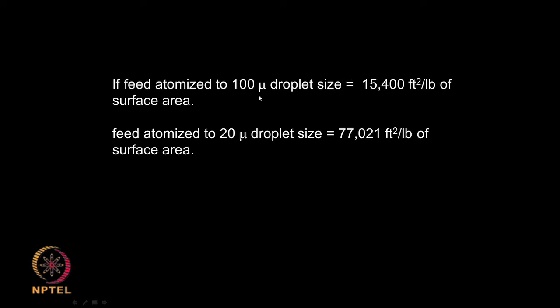So, if the feed is atomized to 100 micron droplets, then you have 15,400 feet square per pound of surface area. If the feed is atomized to 20 microns, then we are talking about 77,000 feet square per pound of surface area. So, the surface area is almost like d square. Finer means the diameter becomes smaller and smaller, so the surface area becomes larger and larger. That is the advantage of this type of drying.